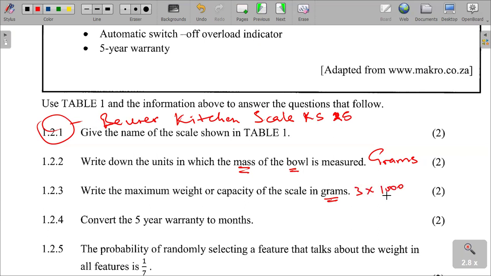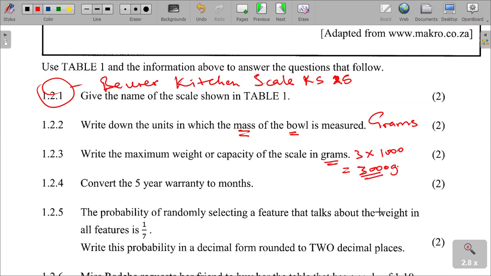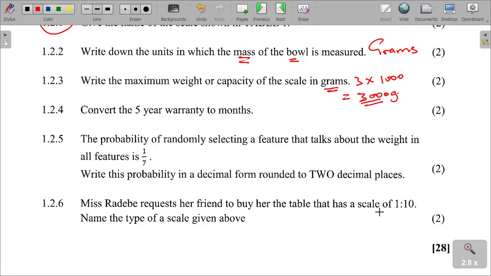Times 1,000. Because 1 kg is equal to 1,000 grams, which gives us 3,000 grams. I'm sure we understand that 1 kg is 1,000 grams. So the weight that is given there is in kgs. We convert it into grams. Therefore, we get the 3,000 grams that I have shown you there.